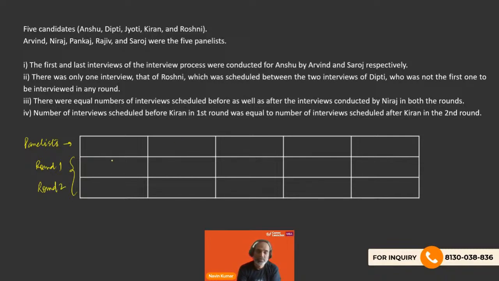Basically, this is the first interview. This is the second, third, fourth, and fifth interview of the first round, and then the first, second, third, fourth, fifth interview of the second round, where this is going to be the first interview of the entire process, and this is going to be the last interview of the entire process. Right? Okay.